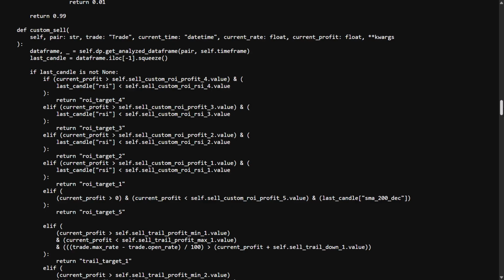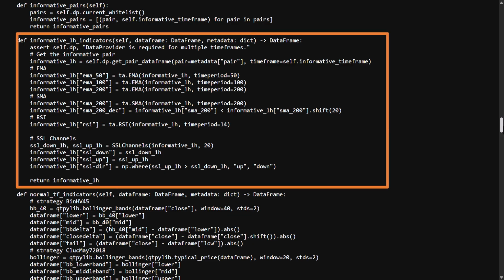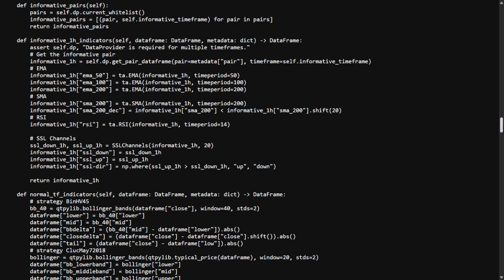After these custom sell signals, we come to a section that is used to define the indicators used in the strategy. In this section there are multiple indicators used on the 1-hour time frame, and these are used to determine the trend and the momentum of the market. There are multiple EMAs like 50, 100 and 200 periods, and these help to define the longer term trend. Also a simple moving average is used, here the 200 period, and it checks to see if it's decreasing. The RSI is here the standard 14 period to gauge momentum on the higher time frame. And the SSL channel is also used with a length of 20.